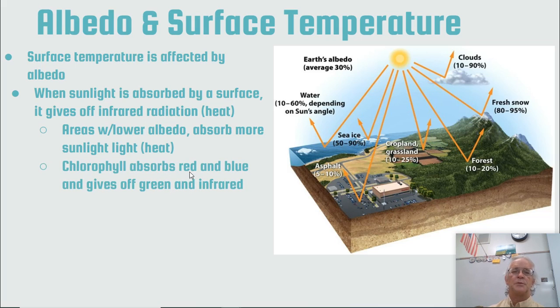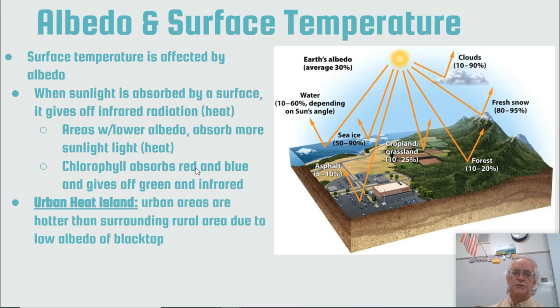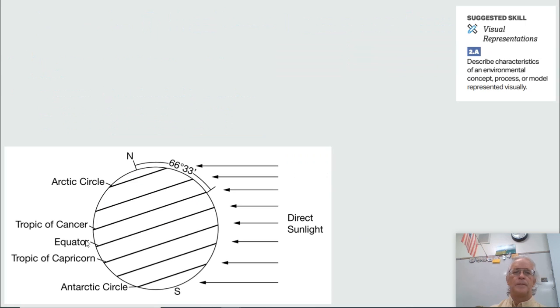Chlorophyll absorbs red and blue, gives off green. Therefore, when these two colors of light are absorbed, they're re-emitted at a lower frequency, which is infrared, because they've lost energy, causing the chlorophyll to vibrate and making food. Urban heat island: urban areas are hotter than surrounding areas because of the low albedo of the blacktop. Polar regions are colder due to higher albedo.